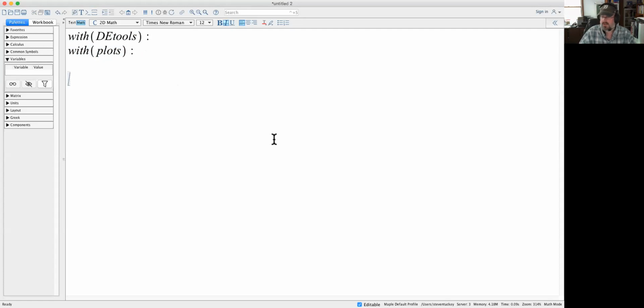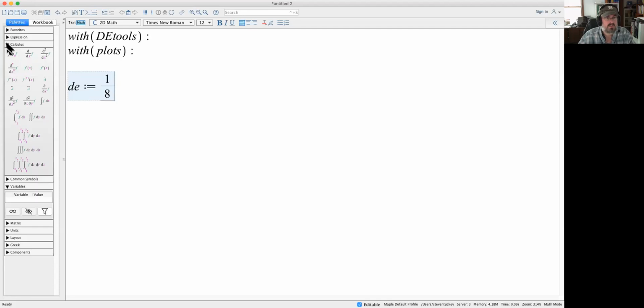So I've got my differential equation, and I'm going to just call it DE. DE will be 1/8 times the second derivative of y. I'm going to be cheeky and use the second derivative of y with respect to t, plus 12 times y of t equals 0.